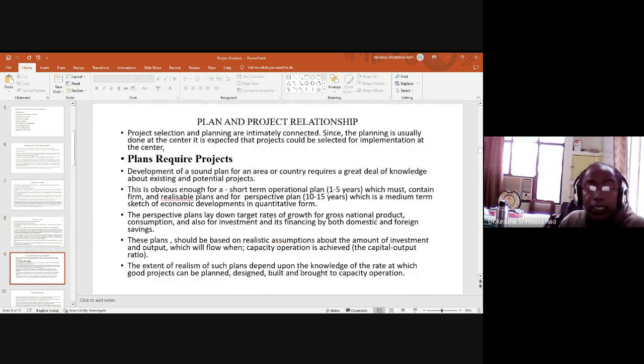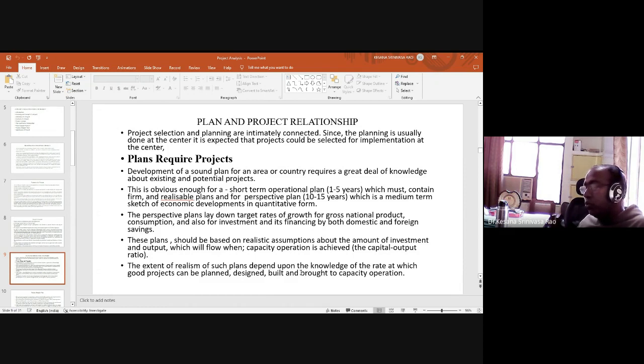Plan and project relationship. This is the most important aspect. How you are planning and how those things relate to projects, so that the relationship can be enhanced. Suppose a plan is there. That means if you have thought of one type of systematic activities, then with that, the project is one type of project.